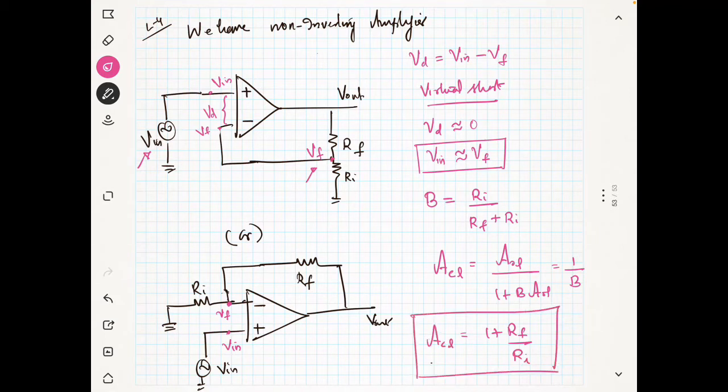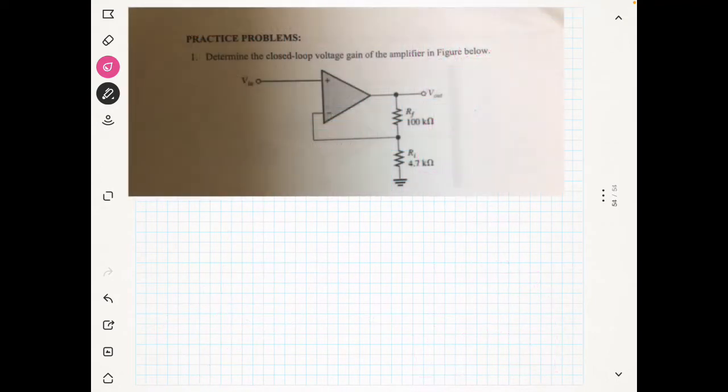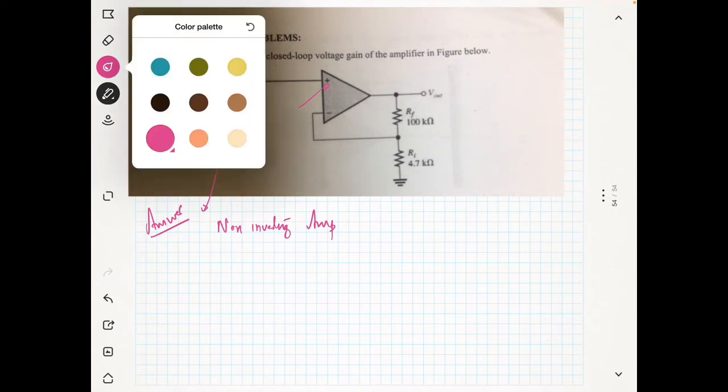Now we will see one problem based on this. You can see one problem here. There is an amplifier. You can see that the input V in is connected to the positive terminal. So which kind of amplifier is this? I am going to write the answer. This is a non-inverting amplifier. Basically it is a non-inverting amplifier because the input is connected to the positive terminal. That's why.